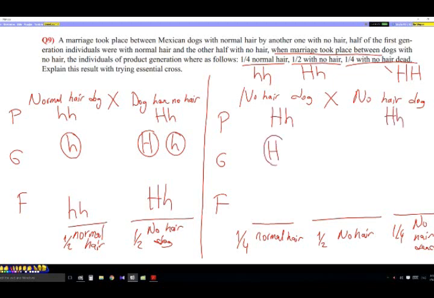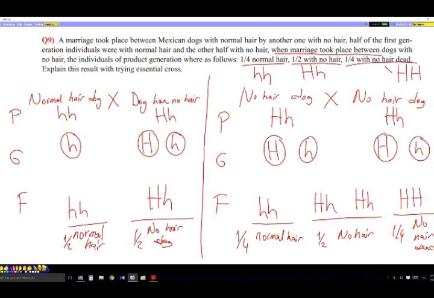produces two different gametes, and by fertilization, one pure recessive with normal hair, two hybrids with no hair but living, and one pure dominant with no hair, a dead dog, are created.